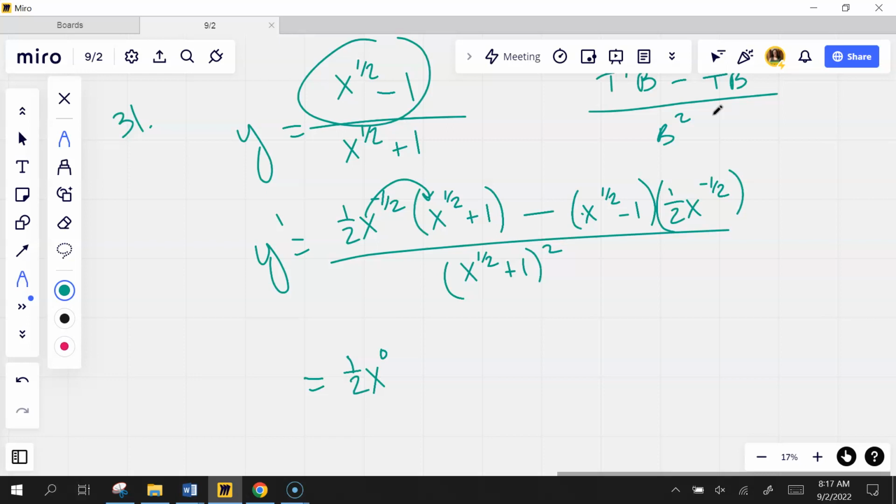So when you multiply with the same base, you add the exponents, right? So if I had x to the second times x to the third, it would be x to the fifth. If the bases are the same, I add the exponents. And so negative 1/2 plus 1/2 is 0. I'll keep it written in there for just a minute so that you can see. And then times 1, I have 1/2 x to the negative 1/2.